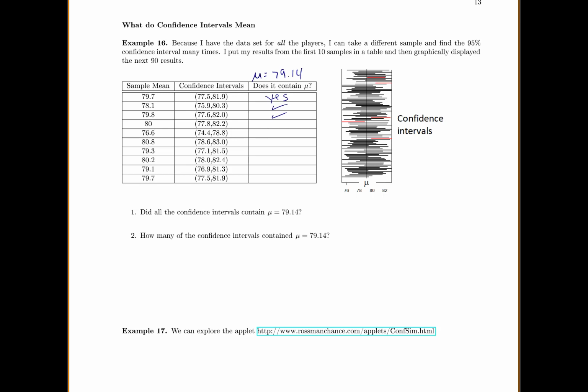The next one, yes. 77.82, yes. Oh, but look, this one only goes to 78.8. So this one's going to be a no. And then yes, and I think all the rest were yes. You can see graphically how I put it on. See, the red ones are the ones that don't contain it. So like here, here. So we have these different red ones where our sample mean was just kind of off in the tails, just high enough or low enough that it didn't actually contain our population mean.